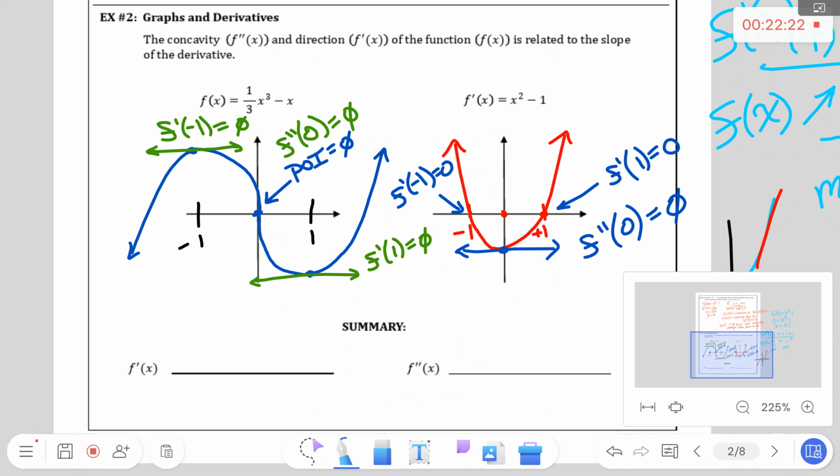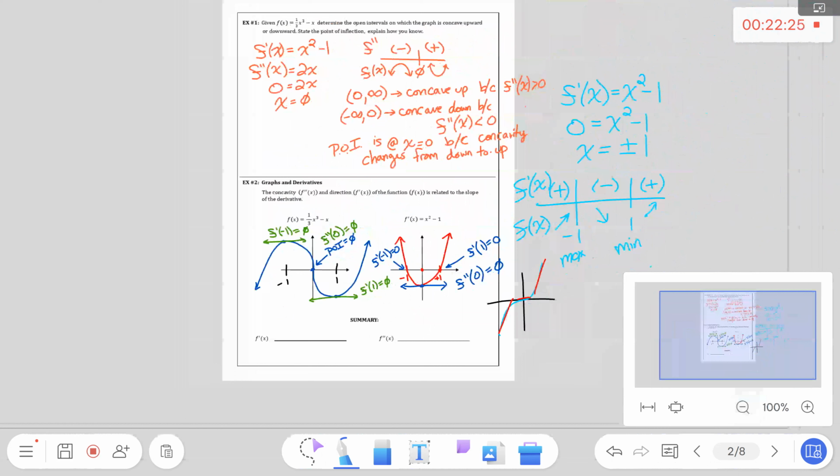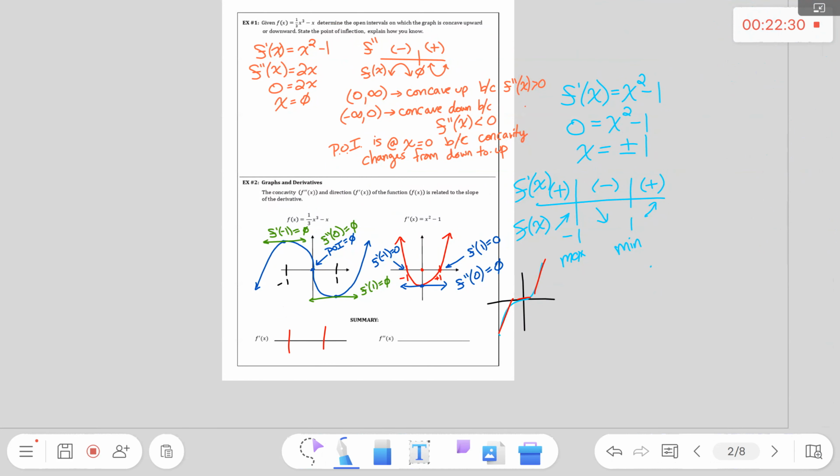Yes, we did that already, but I did not put them in the spot. So f prime of x. We already did it. We were wanting negative, positive. So we already did it. Positive, negative, positive, up, down.